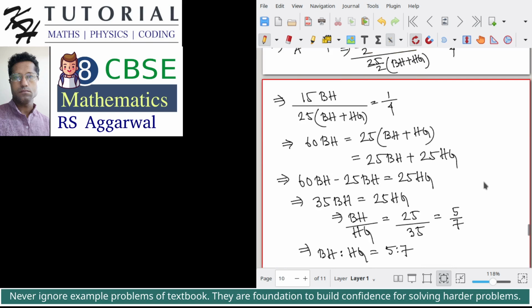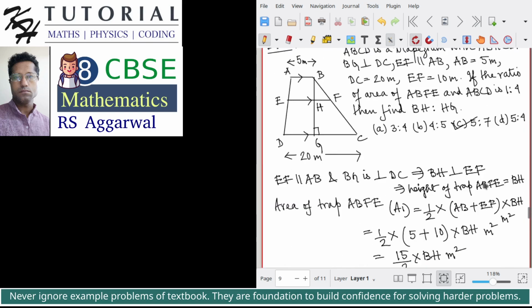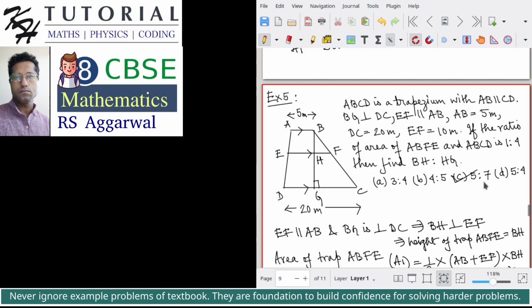Okay, so these were a few problems based on very fundamental application of the area of the trapezium, that is half into the sum of the bases multiplied by altitude. Now, for solving some problems, you have to be good at visually interpreting the given figure. You have to visually understand what the bases of the given trapezium are, what the altitudes are, and then you have to apply the formula.